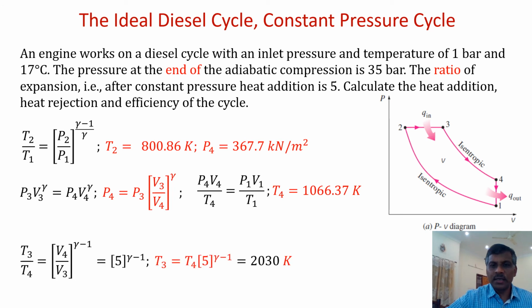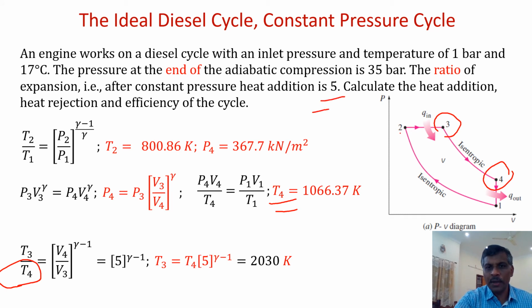Now let us take process 3 to 4, because we are coming the other way around. After 2, we went directly to 4, then 1, and then we came back. For 3 to 4 you can now apply it, because you have calculated the value of T4, which was earlier unknown. Now you can put T3 by T4 equal to V4 by V3, and V4 by V3 is given as 5, the expansion ratio. So you can calculate T3. So now you know all the values T1, T2, T3 and T4.